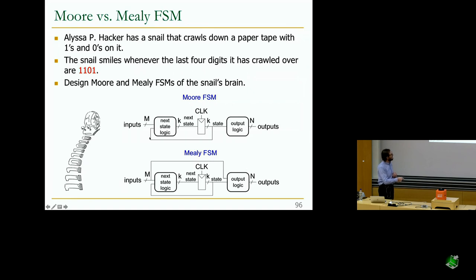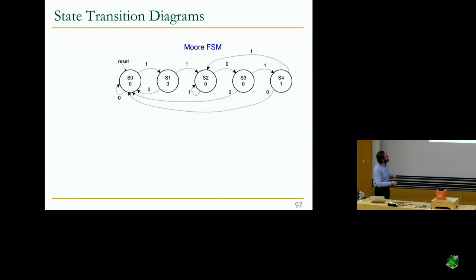This is a Mealy. Basically, the key difference is in a Moore FSM, the output doesn't depend on the input. It's only a function of the state. Here, the output is dependent on both the state and the input. And I've lost my pointer. Okay, somewhere over there. So this is our Moore FSM. I'm going to switch to this other pointer because it's very uncomfortable. If I do this, hopefully it should still work.